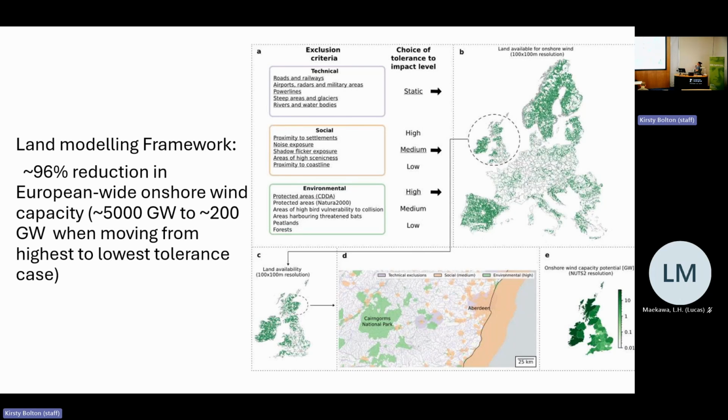And then we develop these maps, so the model would see under each impact scenario where one could place wind energy or not. And that would be an input into the model. So that would determine how much the model can invest in wind energy across Europe. And you can see here, it reduces the European-wide onshore wind capacity from 5,000 gigawatts to around 200 gigawatts when moving from the highest to the lowest tolerance case.